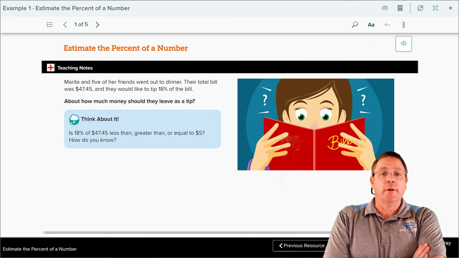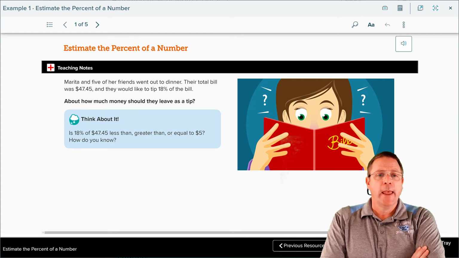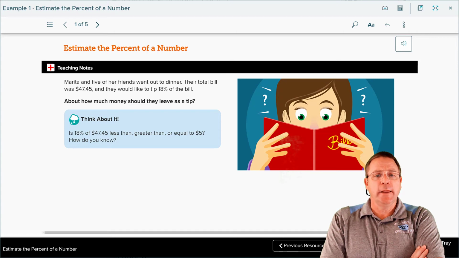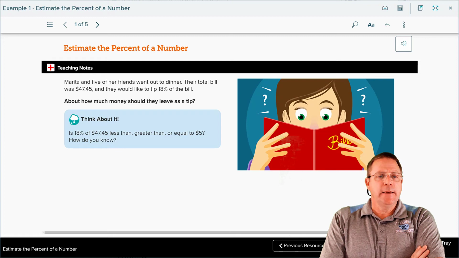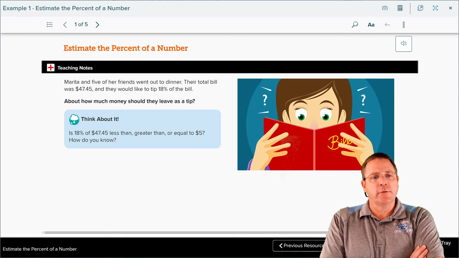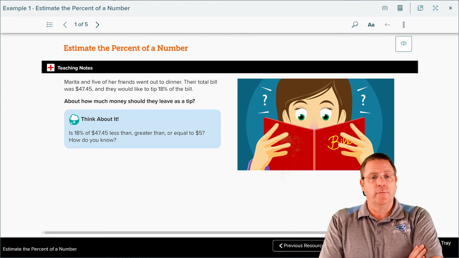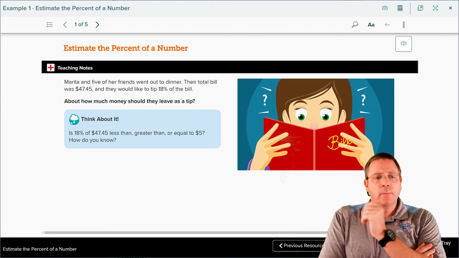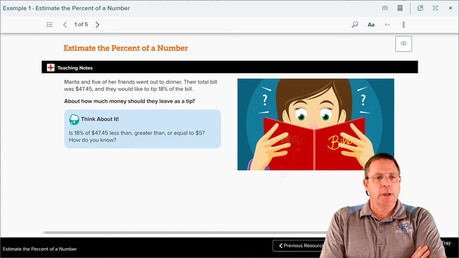Marita and her 5 friends went out to dinner. Their total bill was $47.45, and they would like to tip 18% of the bill. How much of the bill should they leave as a tip? Well, first off, when you think about it, is 18% of $47.45 going to be less than, greater than, or equal to $5? Well, I'm going to do a little ballpark in my head. I'm going to change that 18% to 20%, and I'm going to change the $47.45 to 50.